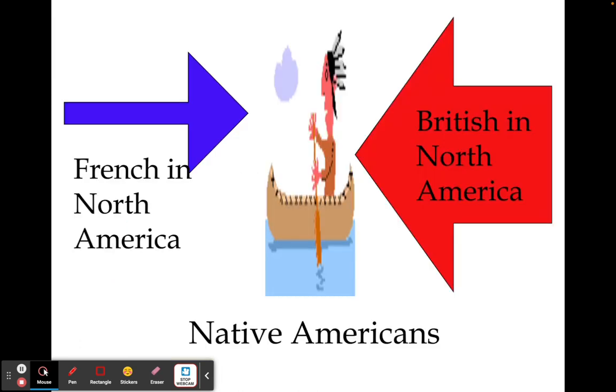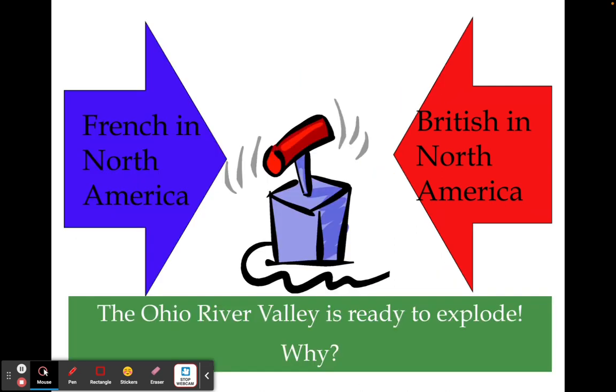So really the big battle is going to come between the British and the French. Native Americans, for their part, are going to be kind of caught in between these two. They'll be caught in between the French and the British. So even though the war is called the French and Indian War, the Native Americans are actually fighting on both sides. There were some that sided with the British and some that sided with the French. All of this takes place in the Ohio River Valley.